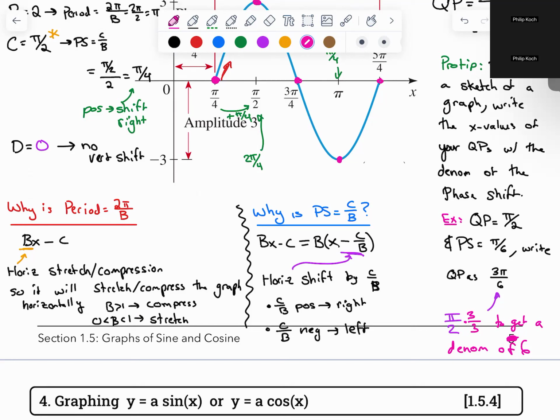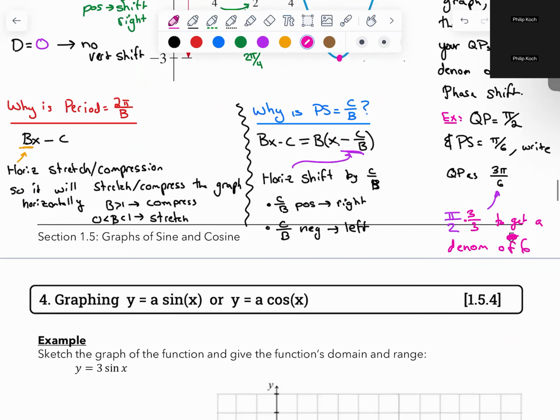If the phase shift was pi over 4, what would I multiply it by? Let me write that down. So QP, don't write this down, but if QP was pi over 2 and the phase shift was pi over 4, what would I write the quarter points as, to get the same denominator as the phase shifts? I'd multiply by 2. So 2 pi over 4.